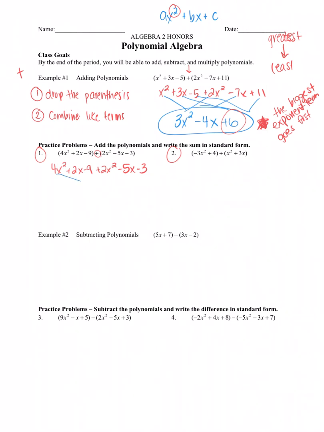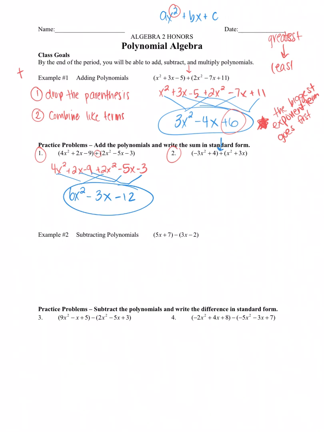So in this case, I have 4x squared plus 2x squared, which gives me 6x squared. Then I have 2x minus 5x, which gives me a negative 3x. And then I have negative 9 minus 3, which gives me a negative 12, okay? Notice how my biggest exponent is first, and my term without a variable comes last, okay?